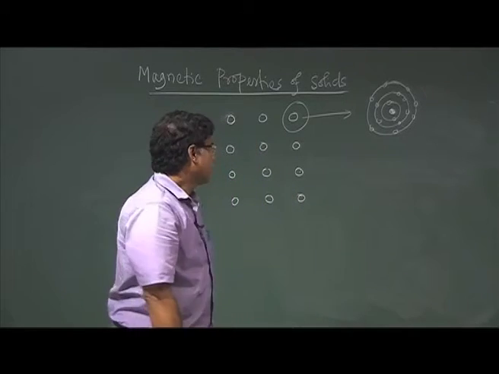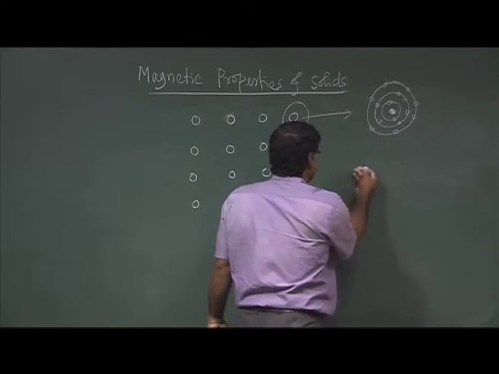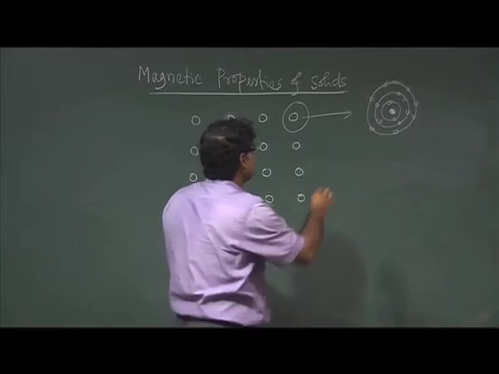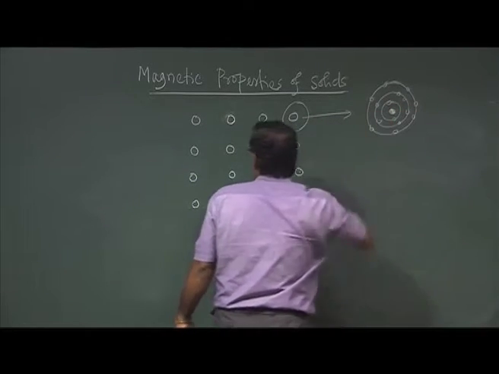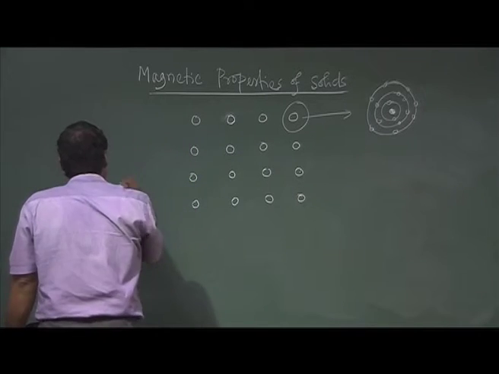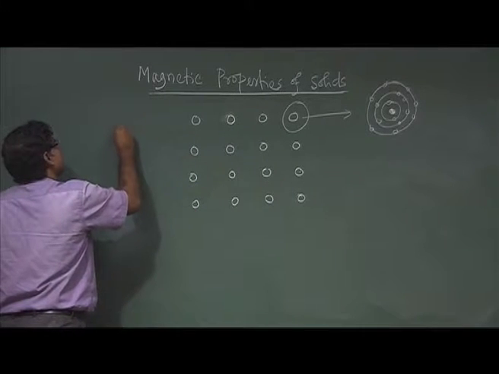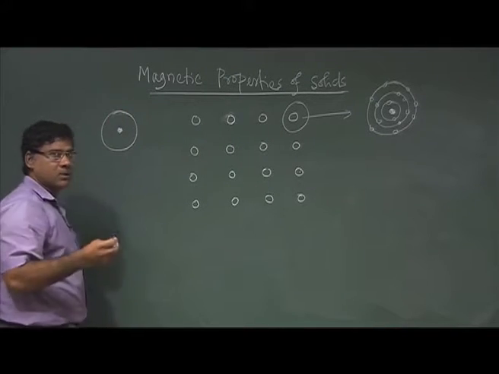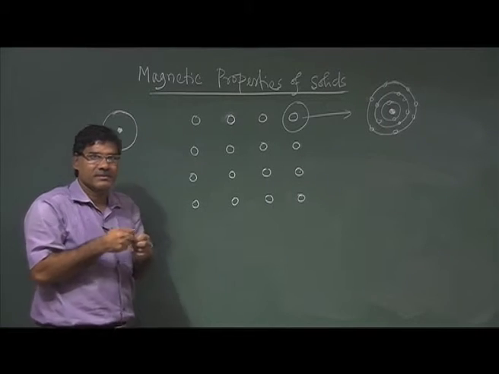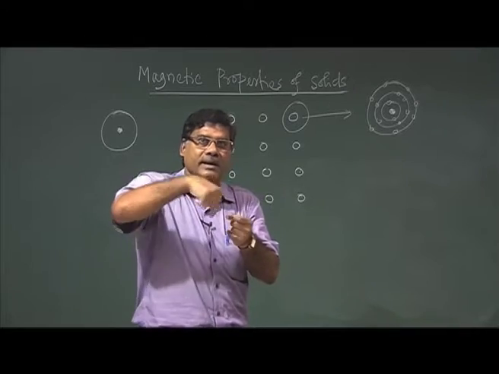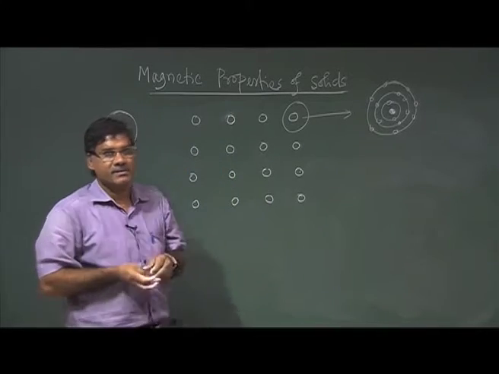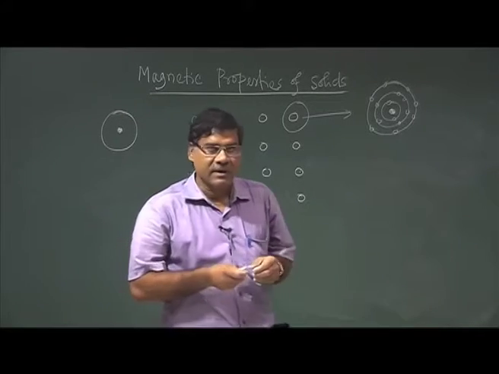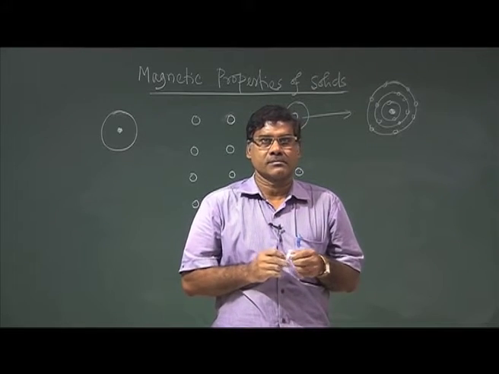So, electrons in orbit. Let us take one electron, just pick up one electron which is rotating in orbit. As you know, the electron has negative charge, and it is rotating in a closed path. So it will give current, and current in a closed path will give you a magnetic moment, right.